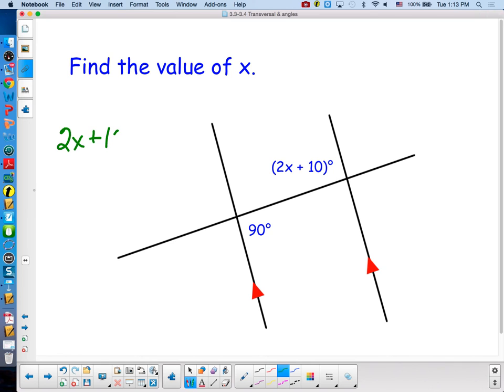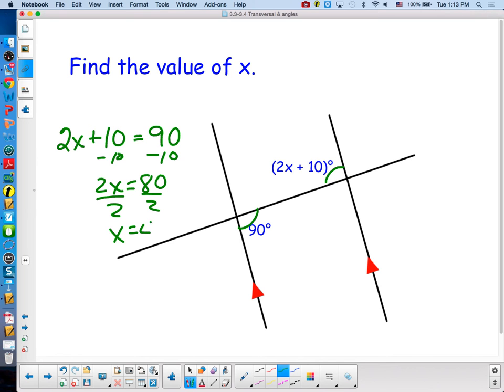Sounds like she was indicating I would do that. Why would I set them equal? So you could do like, what kind are they? Alternate. They are alternate interiors. And so, since the lines are parallel, they had to be the same. Okay, so you're right, subtract 10 and divide by 2. So x was 40.